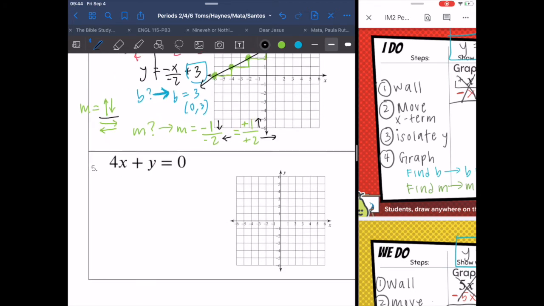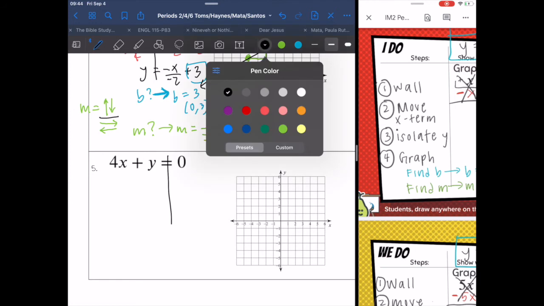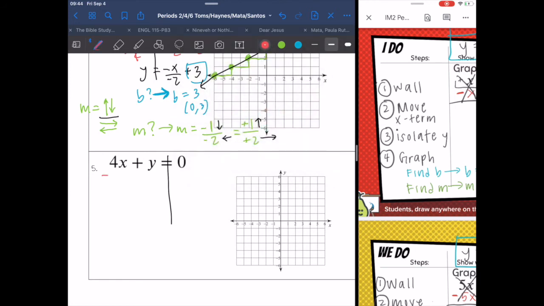I'm trying to make this not too long of a video. So we draw the wall, and then we do the inverse of positive 4x, which is negative 4x to both sides. And then I cancel that out, drop the y equals to negative 4x plus 0. Then I ask myself, what is my b? B is equal to 0, so I start at the point 0, 0.